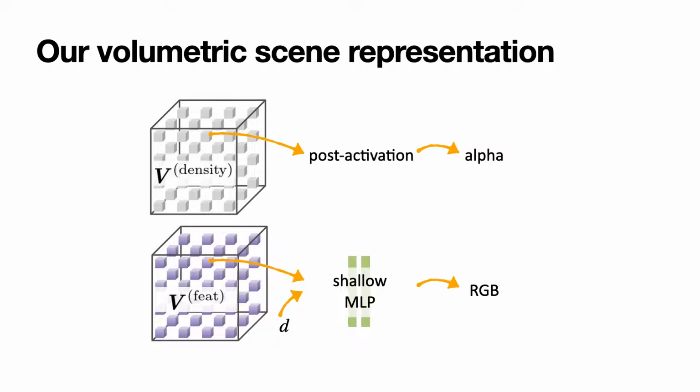Our scene representation is simple. To model the volume density, we only use a Voxel grid with the introduced post-activation and low density initialization. To model the view-dependent colors, we use a Voxel grid storing local features, which is followed by a shallow MLP network.